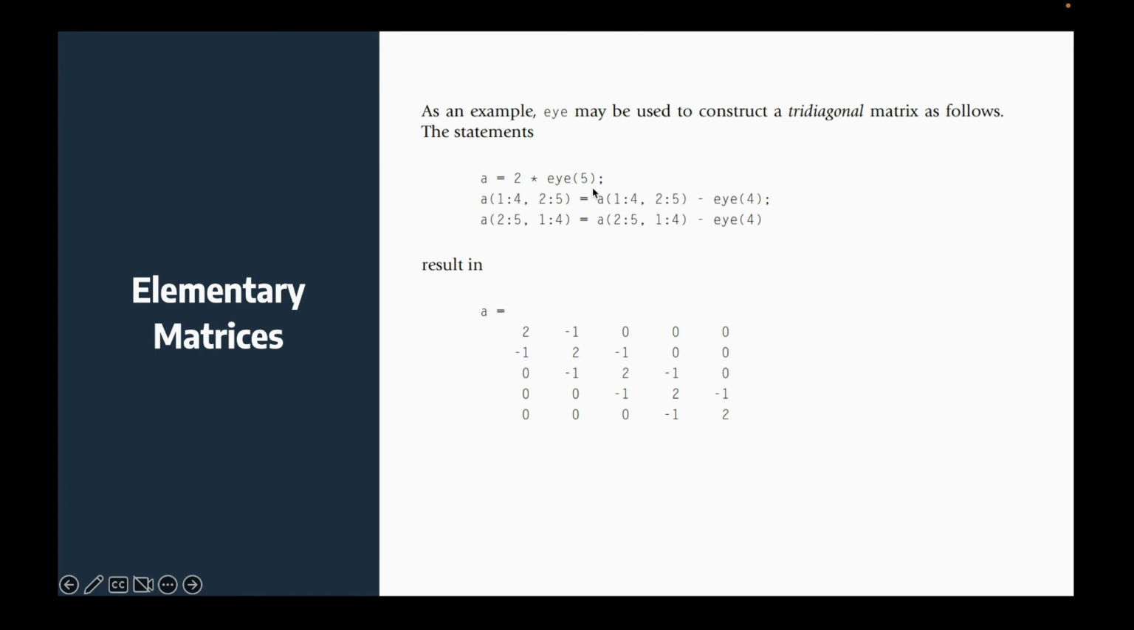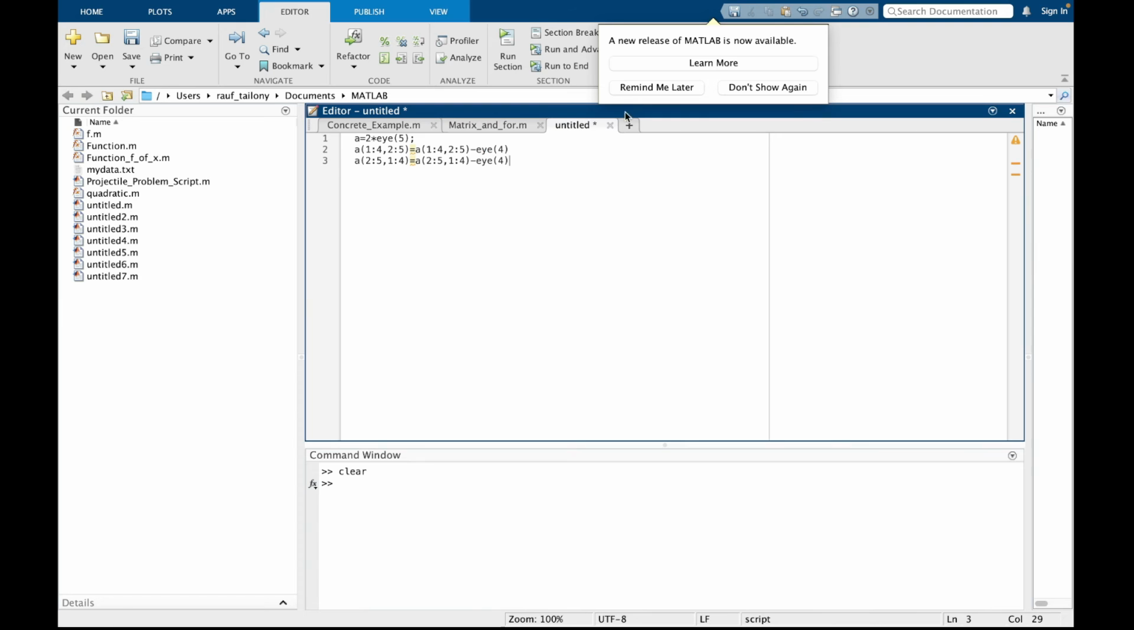So you started with identity of 5, then you multiplied by 2, then you subtracted certain components of the identity of 4 matrix. Let's try to run it.